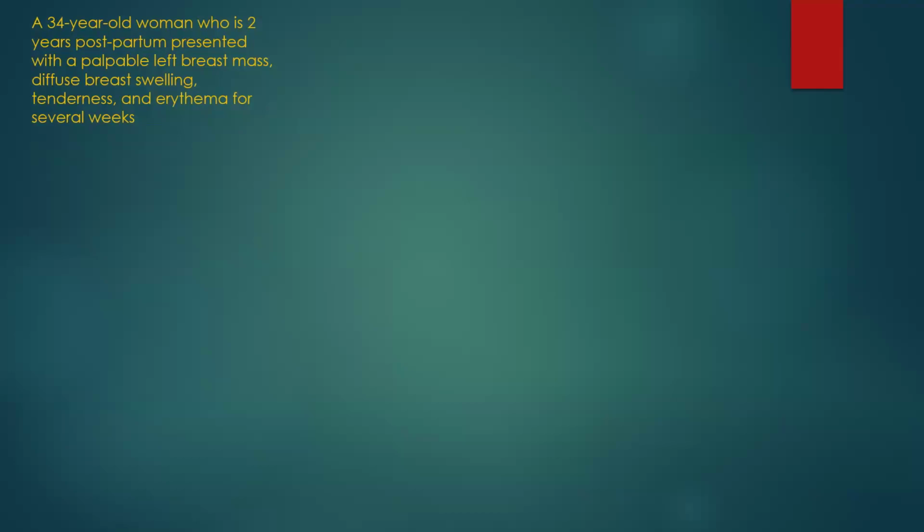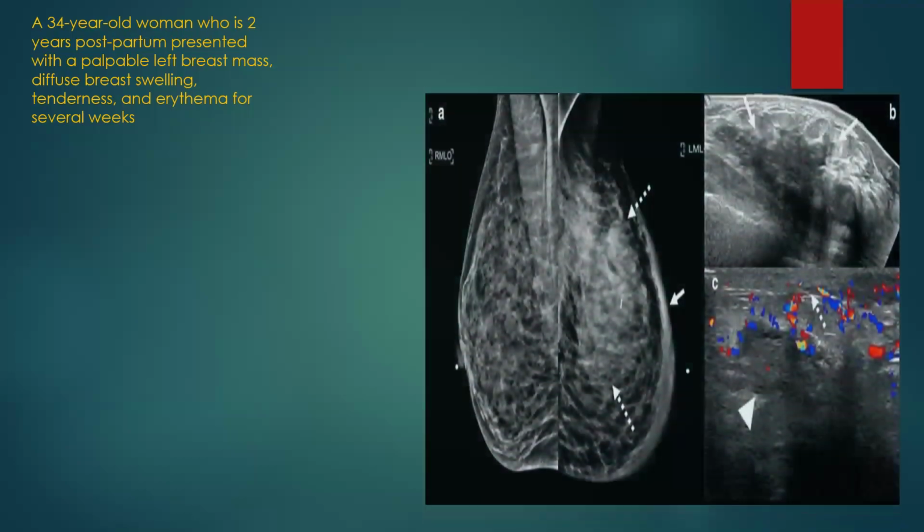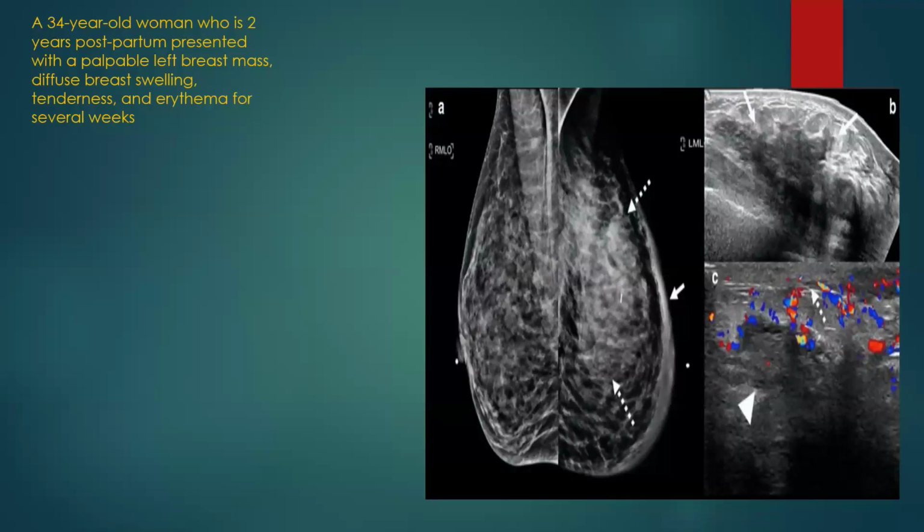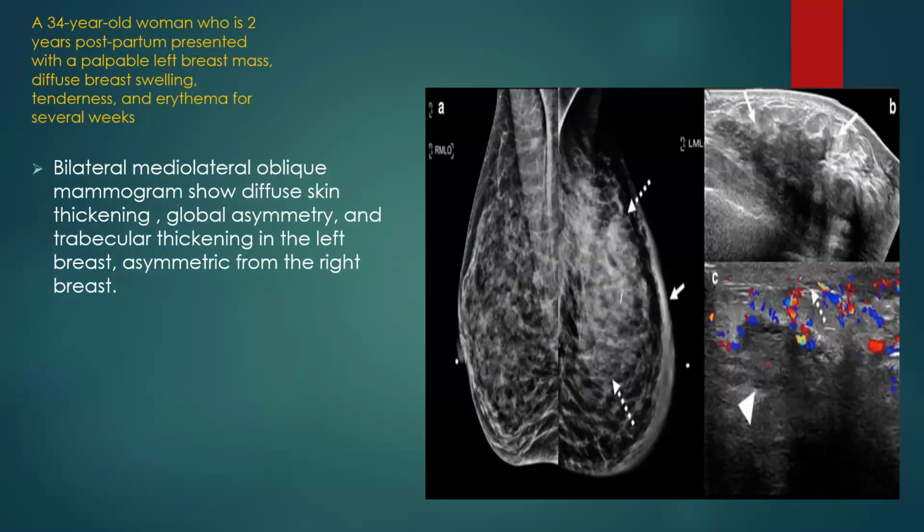We have a case of a 34-year-old woman, postpartum, who presented with a palpable left breast mass, diffuse breast swelling, tenderness, and erythema for several weeks. Mammogram and ultrasound were done. The bilateral mediolateral oblique mammography shows diffuse skin thickening, global asymmetry between the two breasts, and trabecular thickening in the left breast.